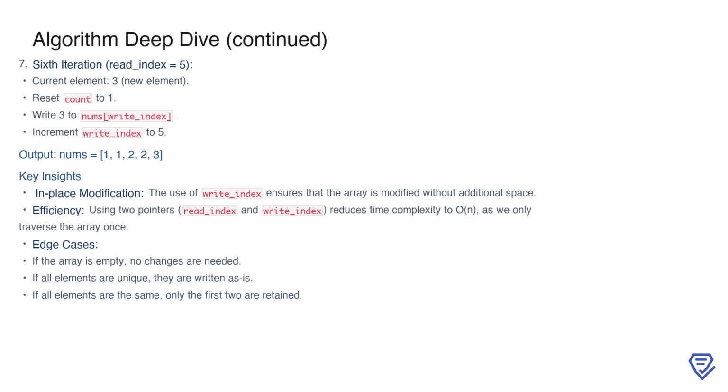Key insights from this approach include the in-place modification of the array, which is made possible by the right_index pointer. The use of two pointers allows the algorithm to run in O(n) time complexity, as each element is processed exactly once. Additionally, it handles edge cases such as empty arrays, arrays with all unique elements, or arrays where all elements are the same, ensuring correctness in all scenarios.